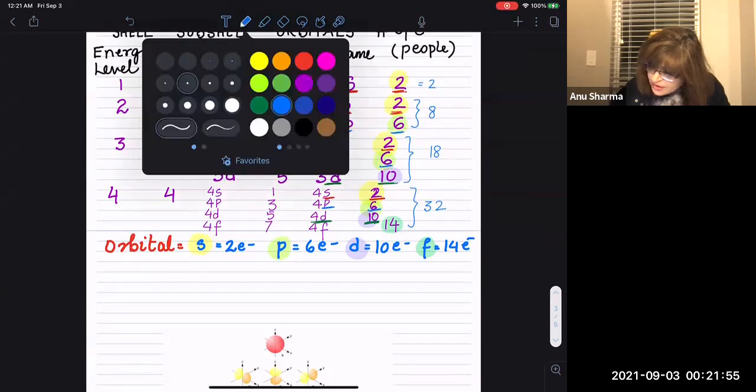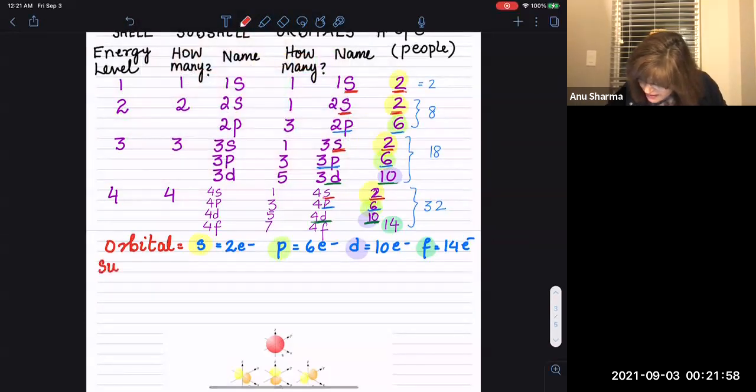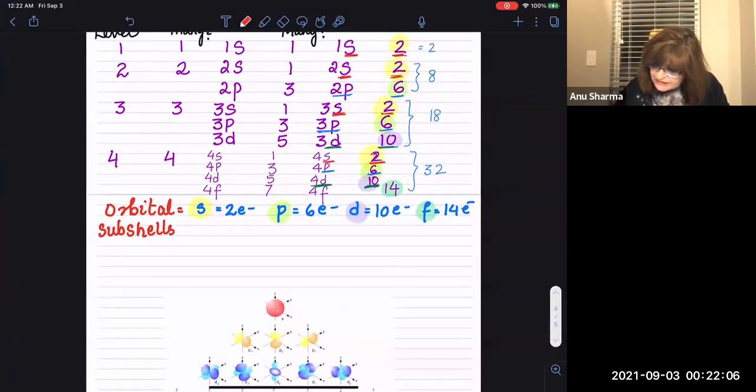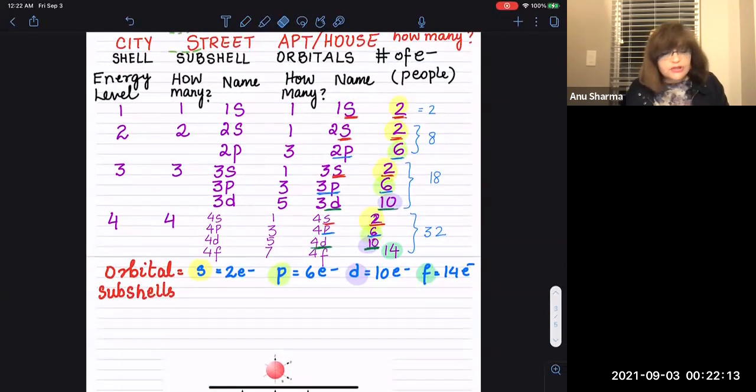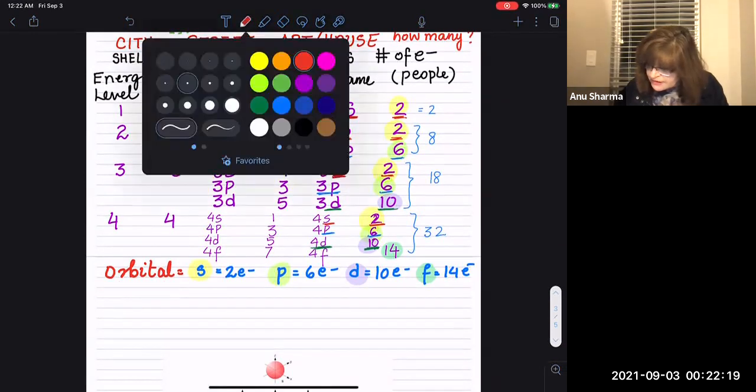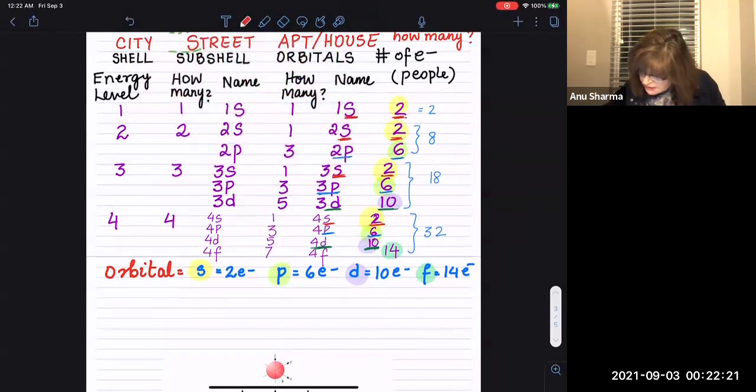Next, let's look at the subshells, which are also called sublevels. So we see that shell number 1 will contain one subshell. Shell number 2 contains 2 subshells. So let's do this here: the relationship between the shells and subshells.